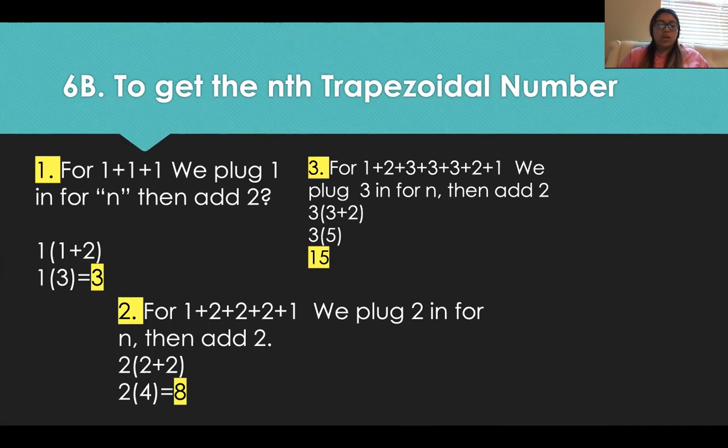And for the third one, we will plug 3 in for n, and then add 2. So 3 times 3 plus 2, which is 3 times 5, we get 15. And that is the end of this.